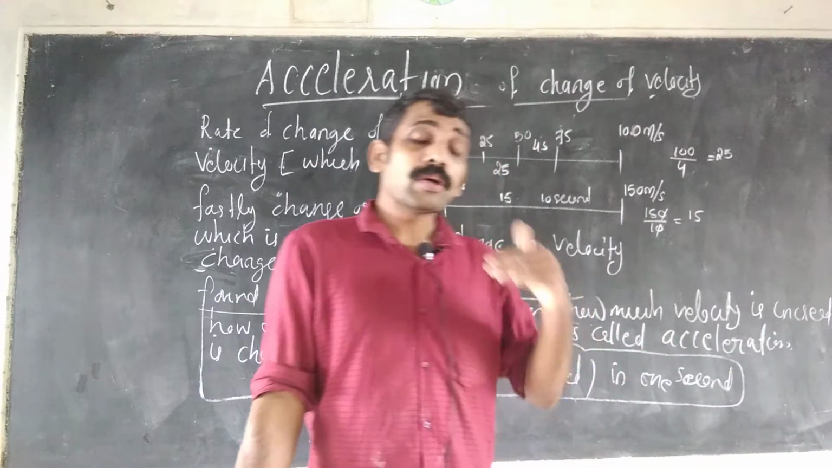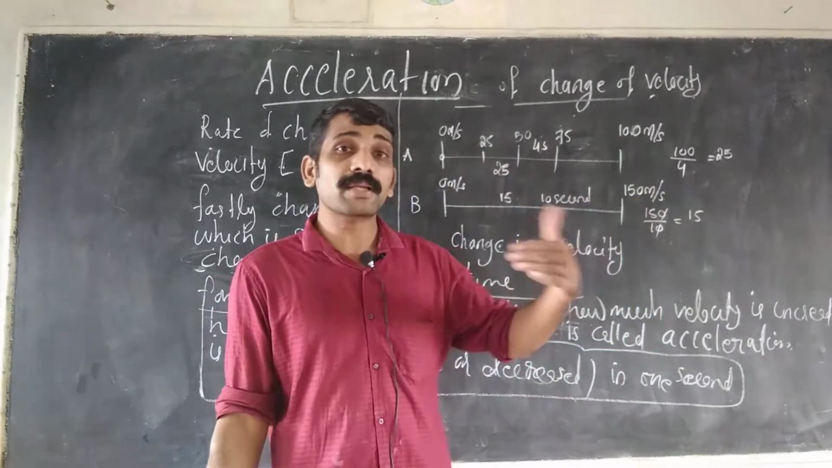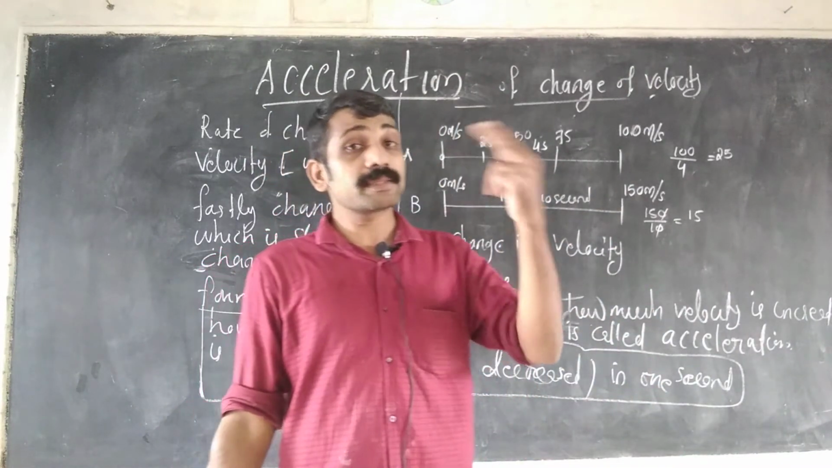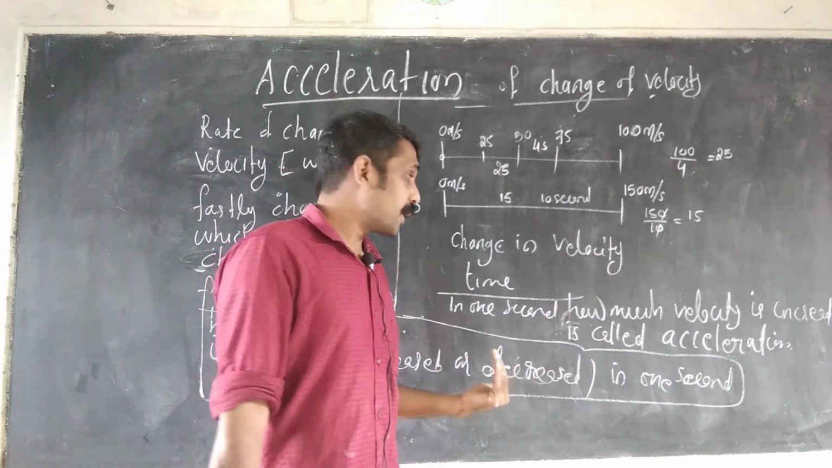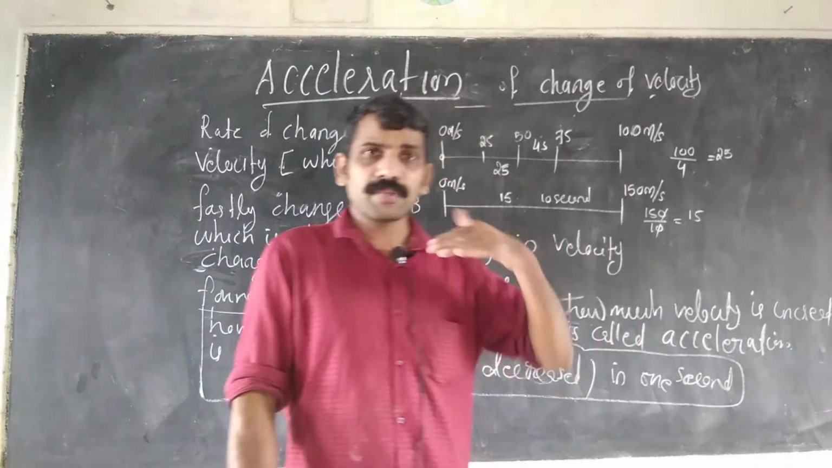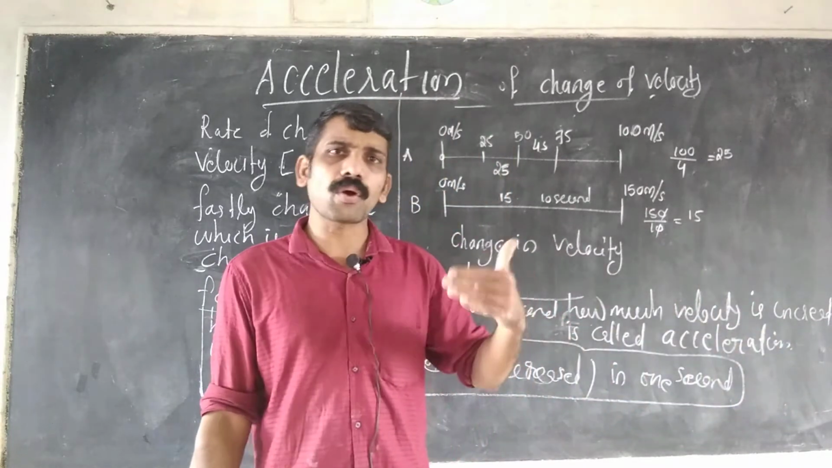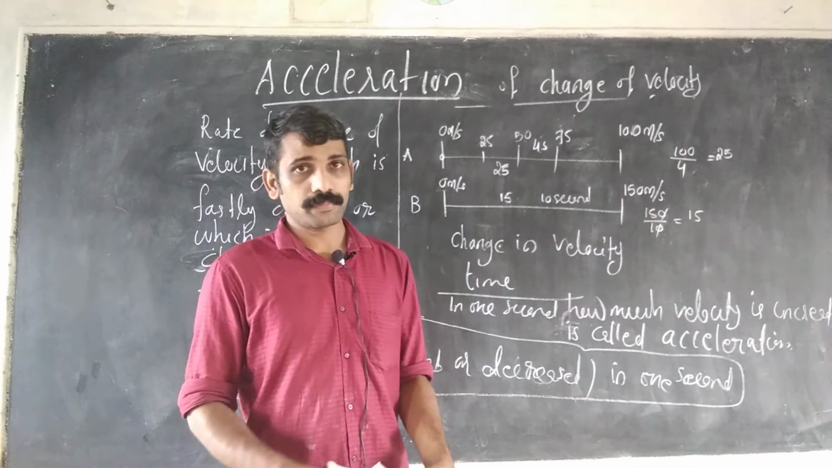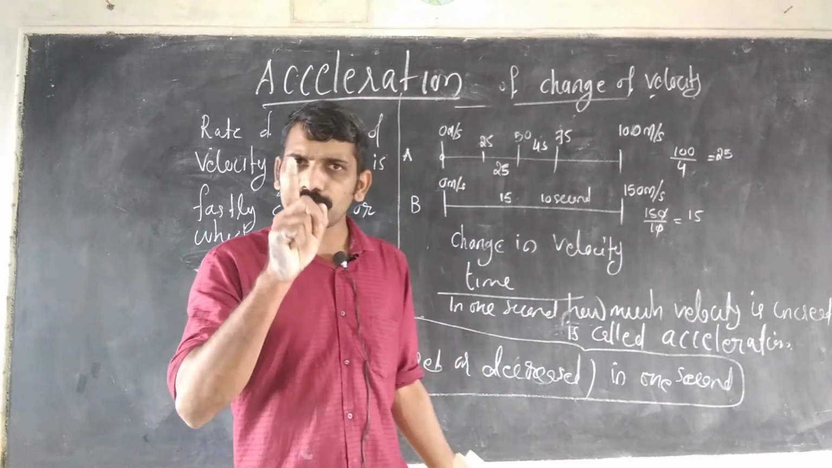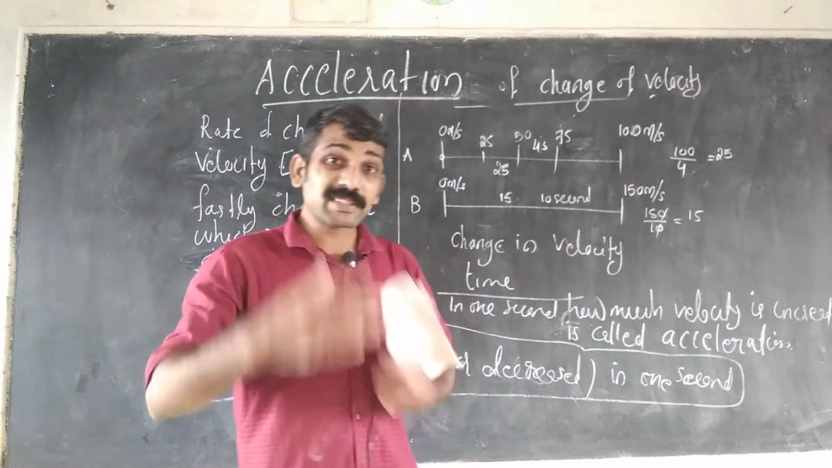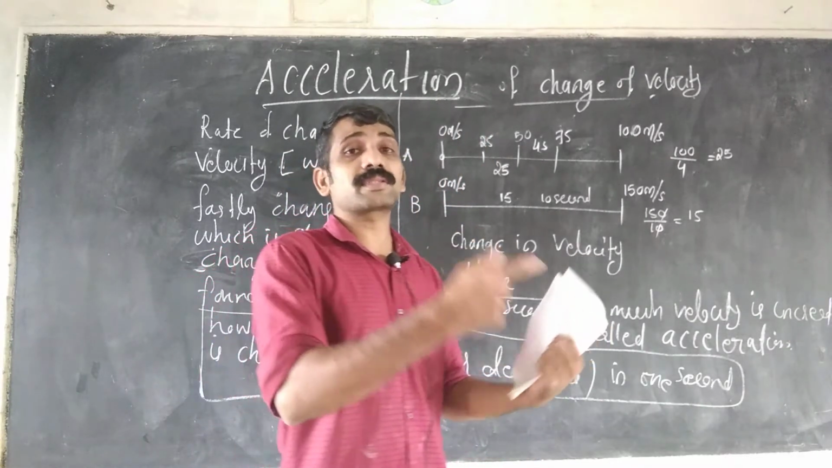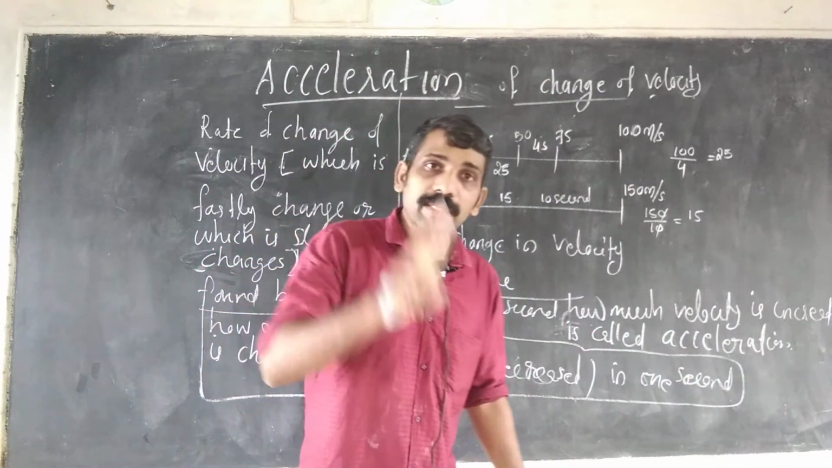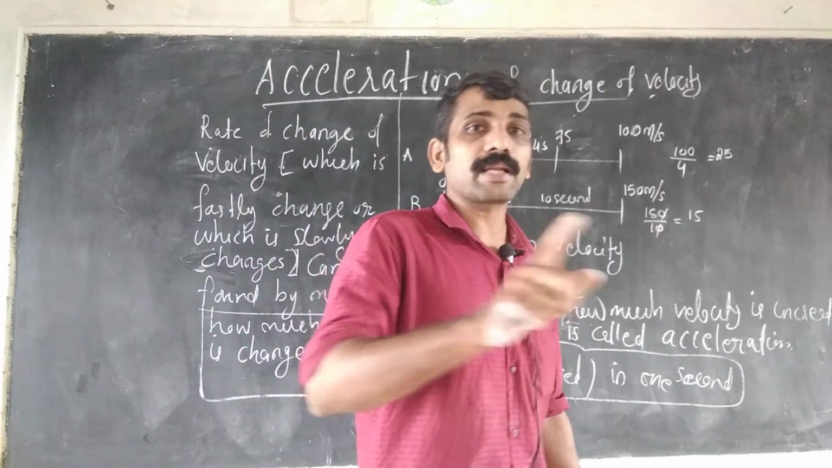Which is fast and which is slow? Change in velocity is fast, or change in velocity is slow. So we need two quantities, change in velocity and time. In order to find the fast and slow, we must need what? Time. We are finding whether the change in velocity is fast or slow. So we need two physical quantities: one is change in velocity, another is time.